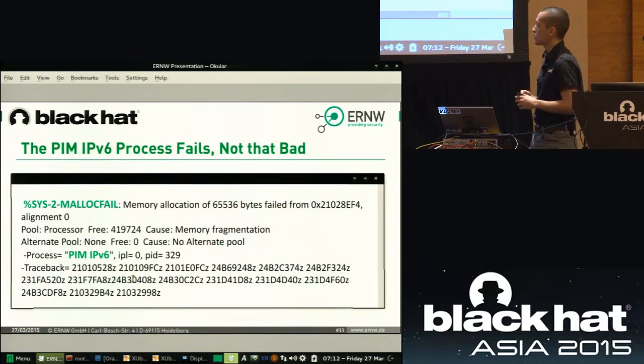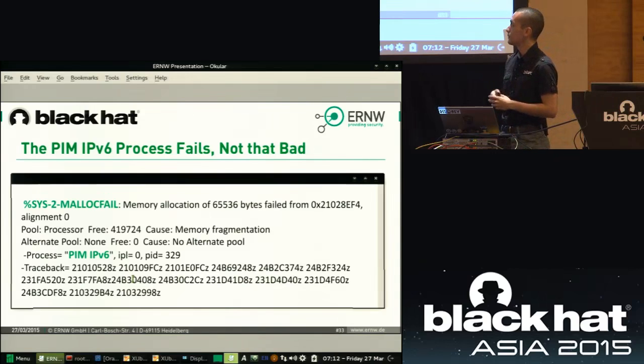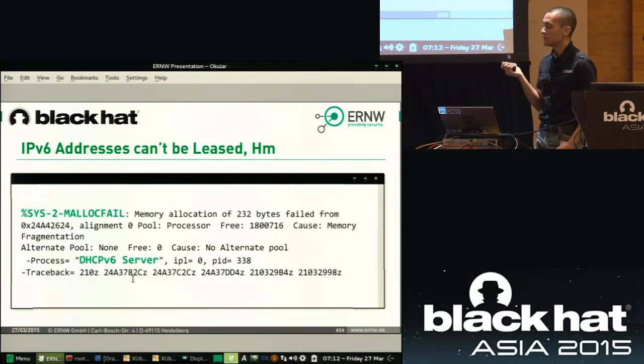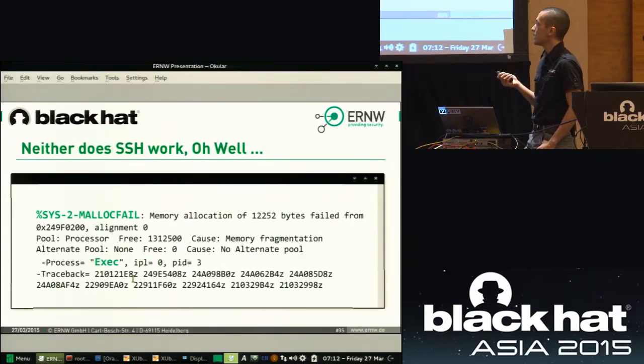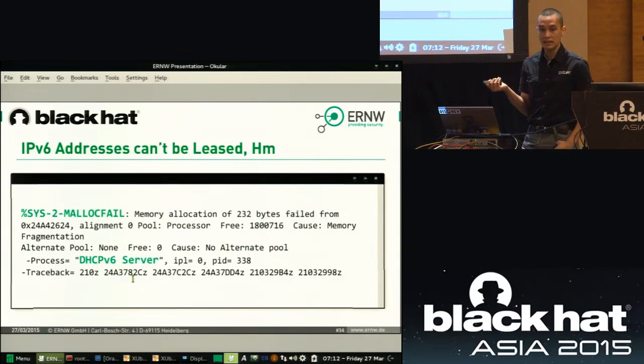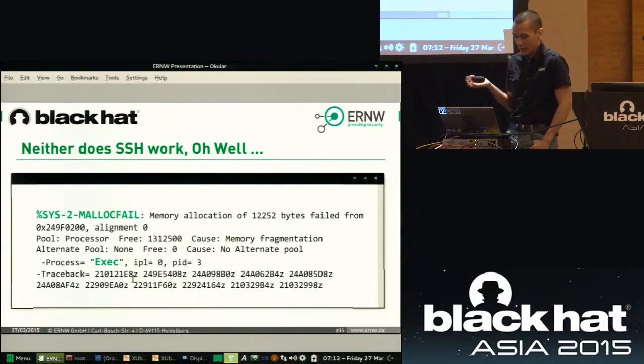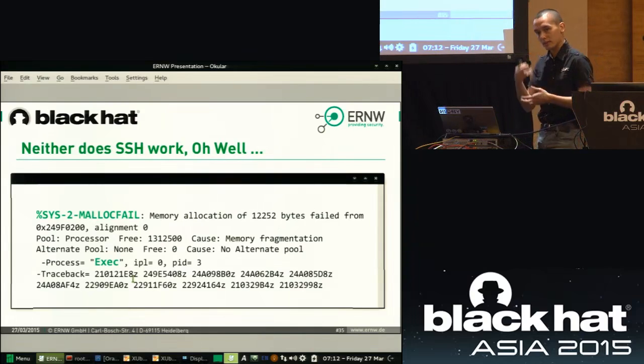So what starts happening? Processes start failing: multicast routing starts failing, the DHCPv6 server fails. That means you cannot lease any more IPv6 addresses. And at the end, you cannot even execute a command on the router. Your router is at this point effectively DoS'd.